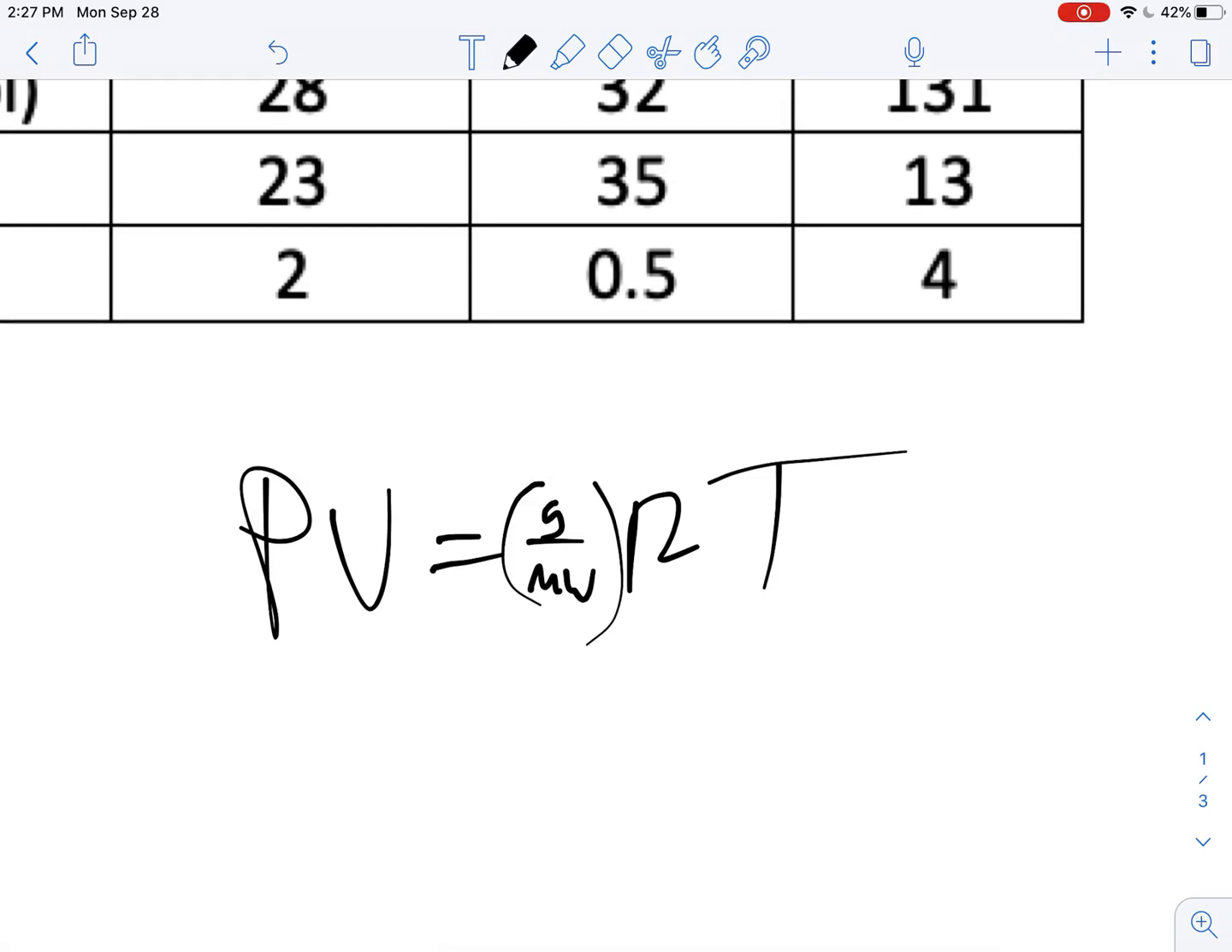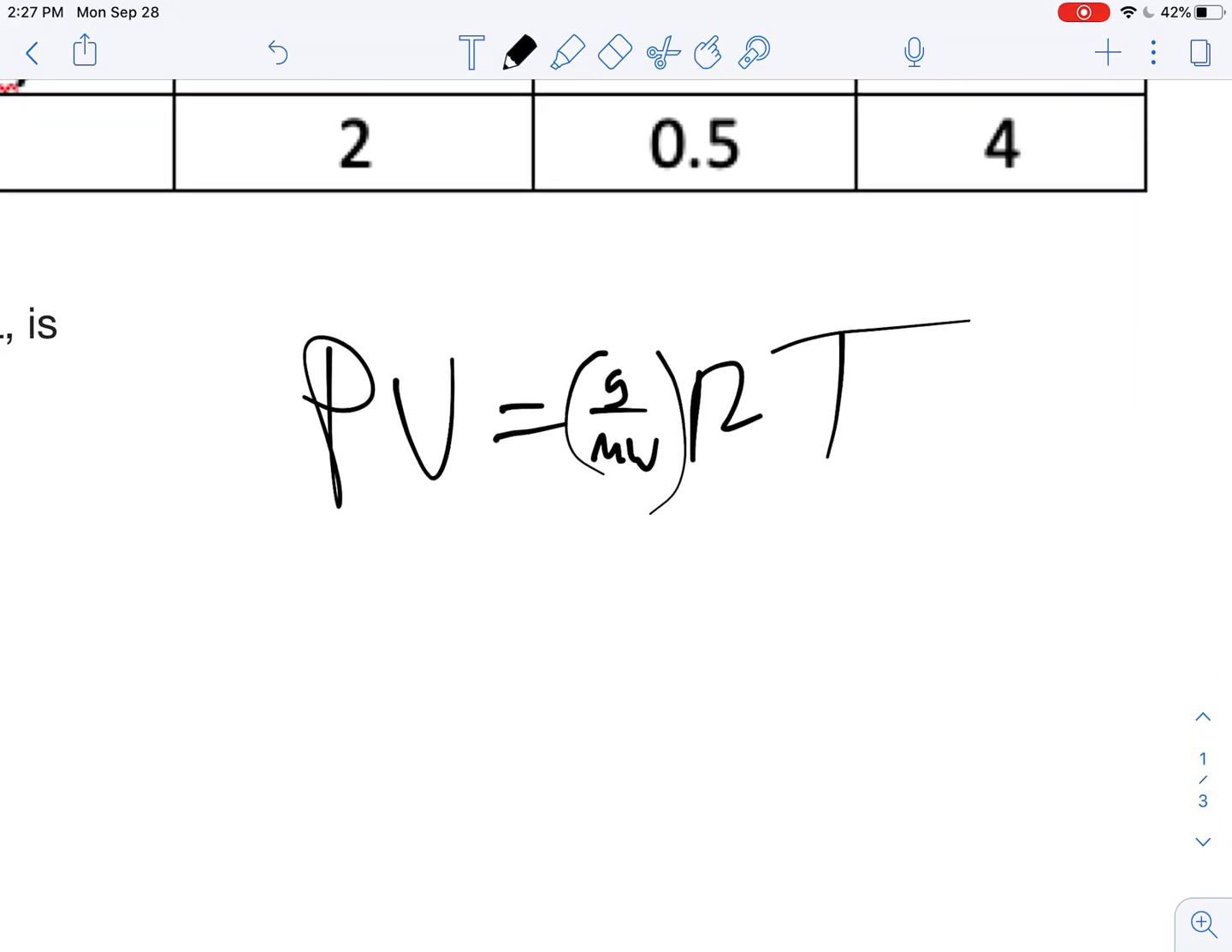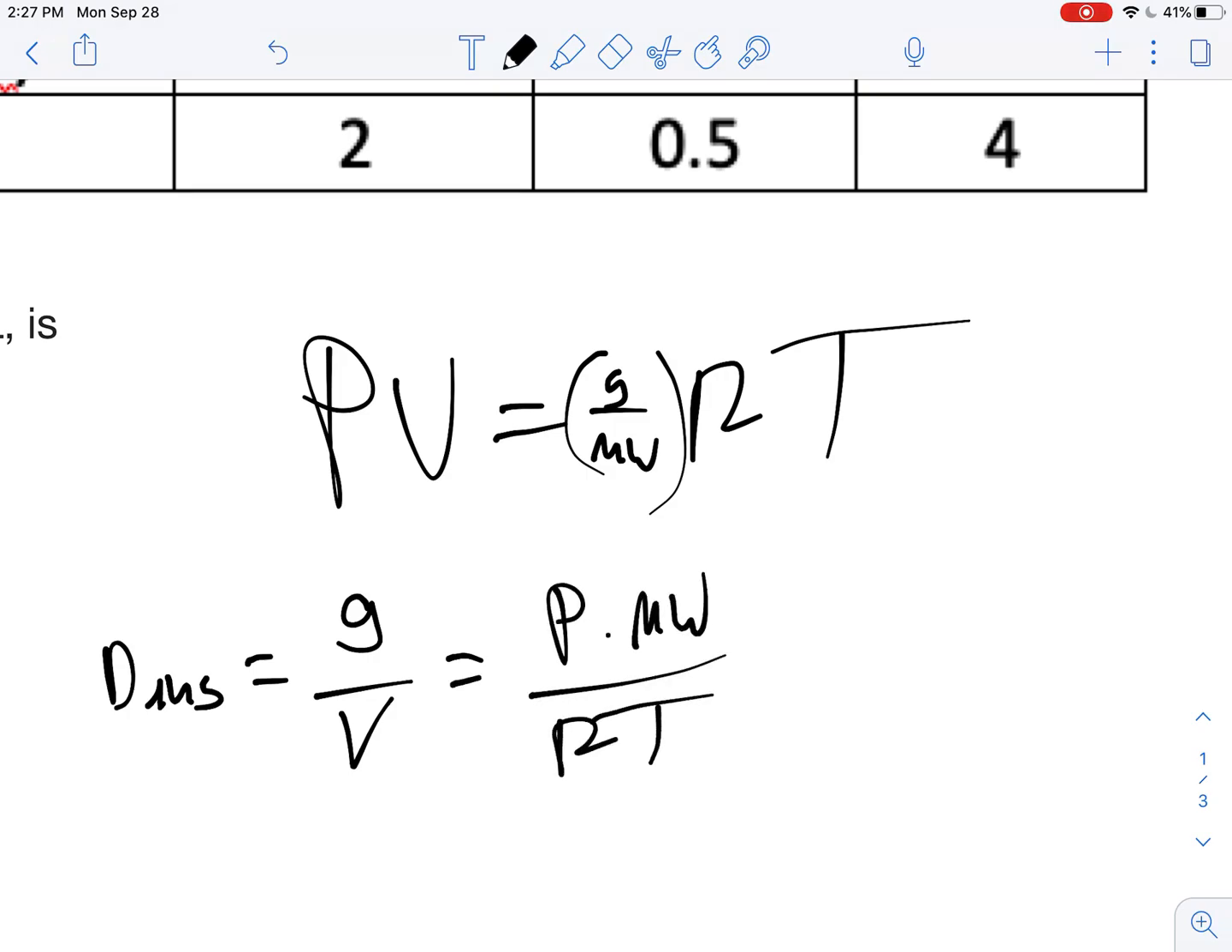So you've got two different factors here, density and molecular weight. Right now what we're going to do is solve for density. Remember that density is the grams per volume. So if you take this equation and rearrange it, you get the grams per the volume, which is the density, and that is going to be equal to the pressure times the molecular weight divided by RT.